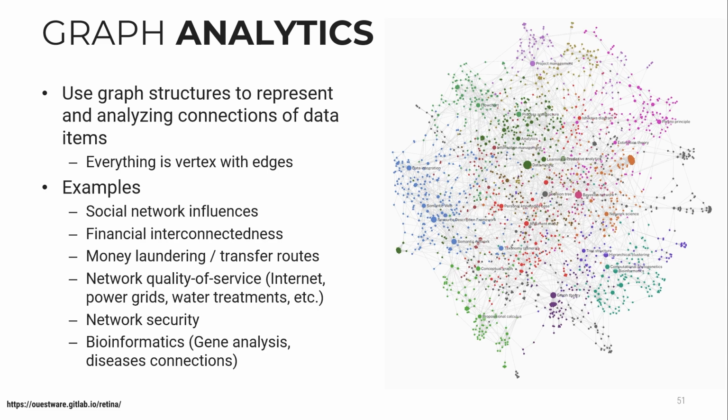It finds applications in diverse fields such as social network analysis, financial interconnectedness, fraud detection, supply chain optimization, recommendation systems, network security, and also bioinformatics. By examining the interconnections between entities, graph analytics enables deeper understanding of the underlying structure and dynamics of the systems.